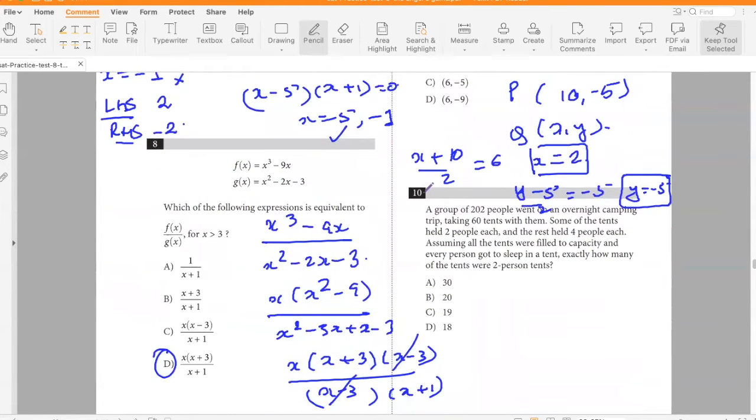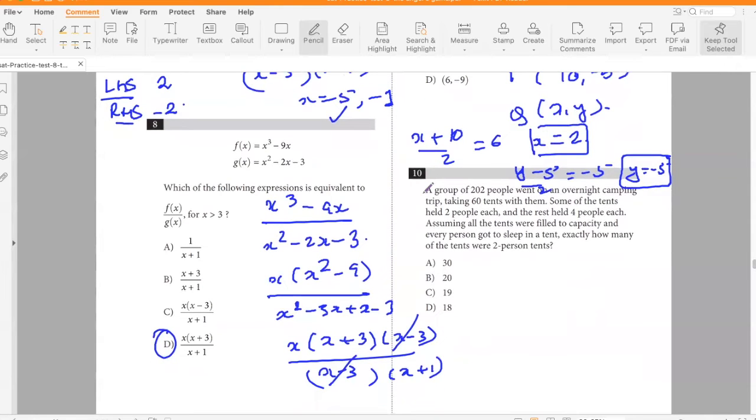A group of 202 people went on an overnight camping trip, taking 60 tents with them. Some of the tents held 2 people each and the rest held 4 people each. Assuming all the tents were filled to capacity and every person got to sleep in a tent, exactly how many of the tents were 2-person tents?